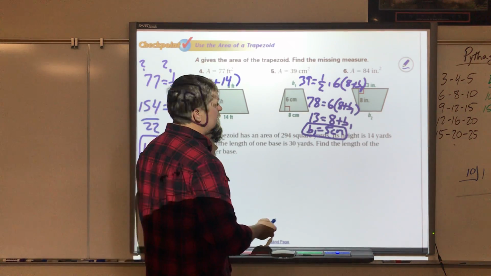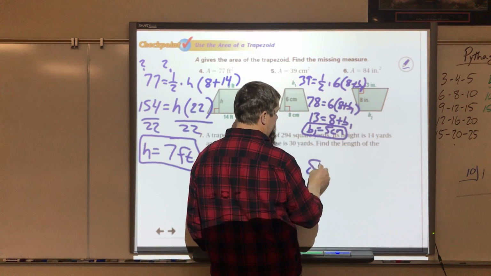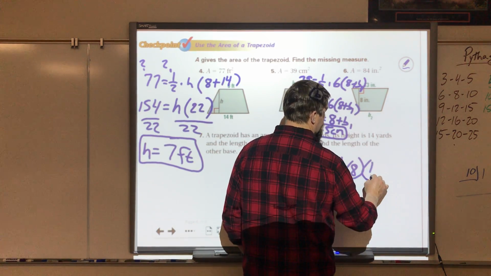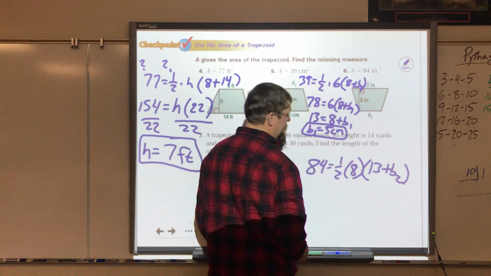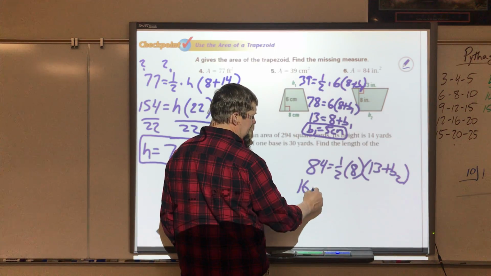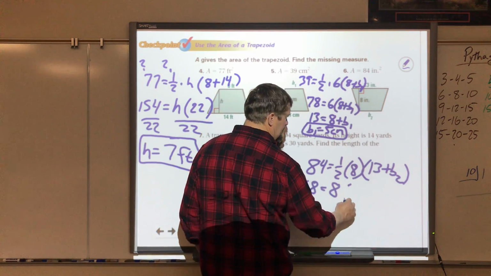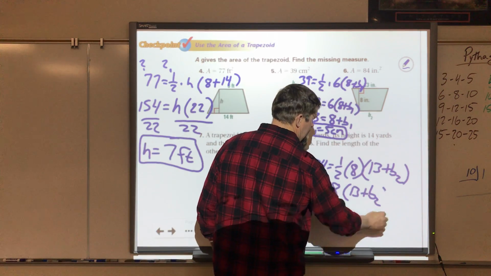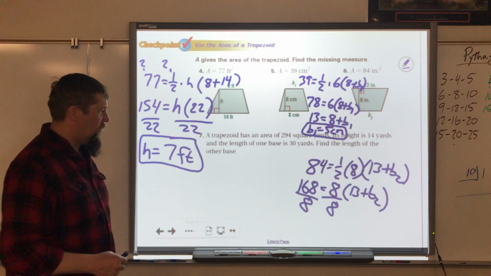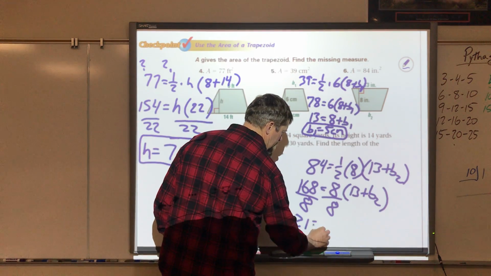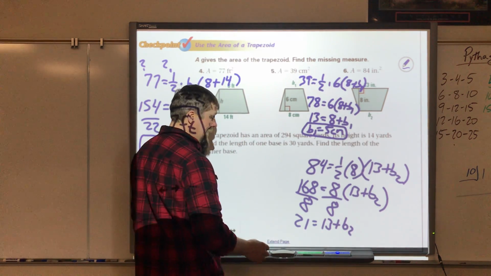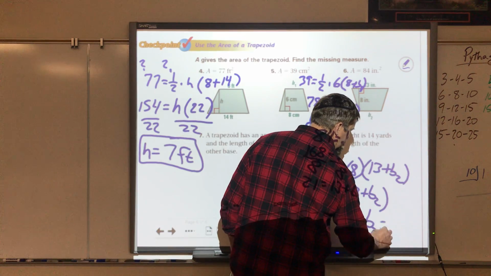I'll do the number 6 down below. I get 84 is equal to 1/2 times 8 times 13 plus B2. Again, multiply by 2 to both sides. I get 168 equals 8 times 13 plus B2. Divide by 8. Goes in there 21 times. Minus 13, I get 8. So B2 is equal to 8.